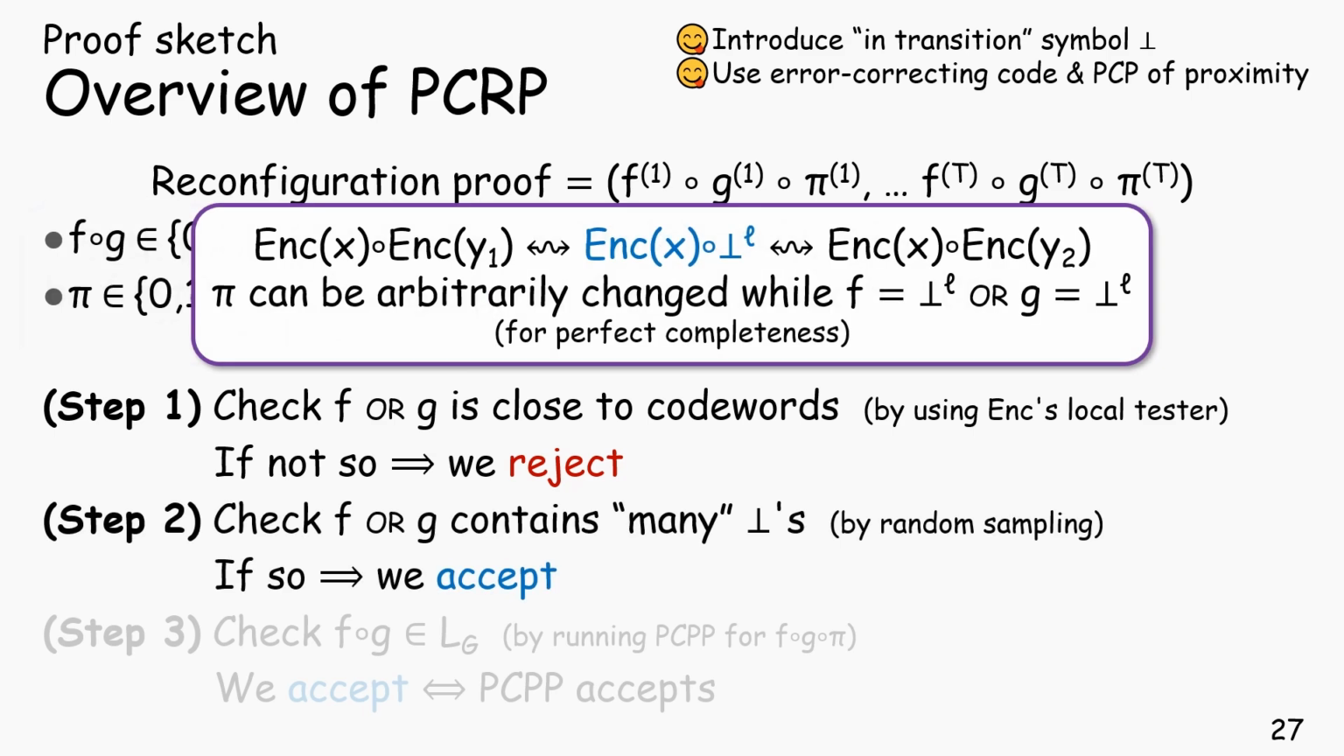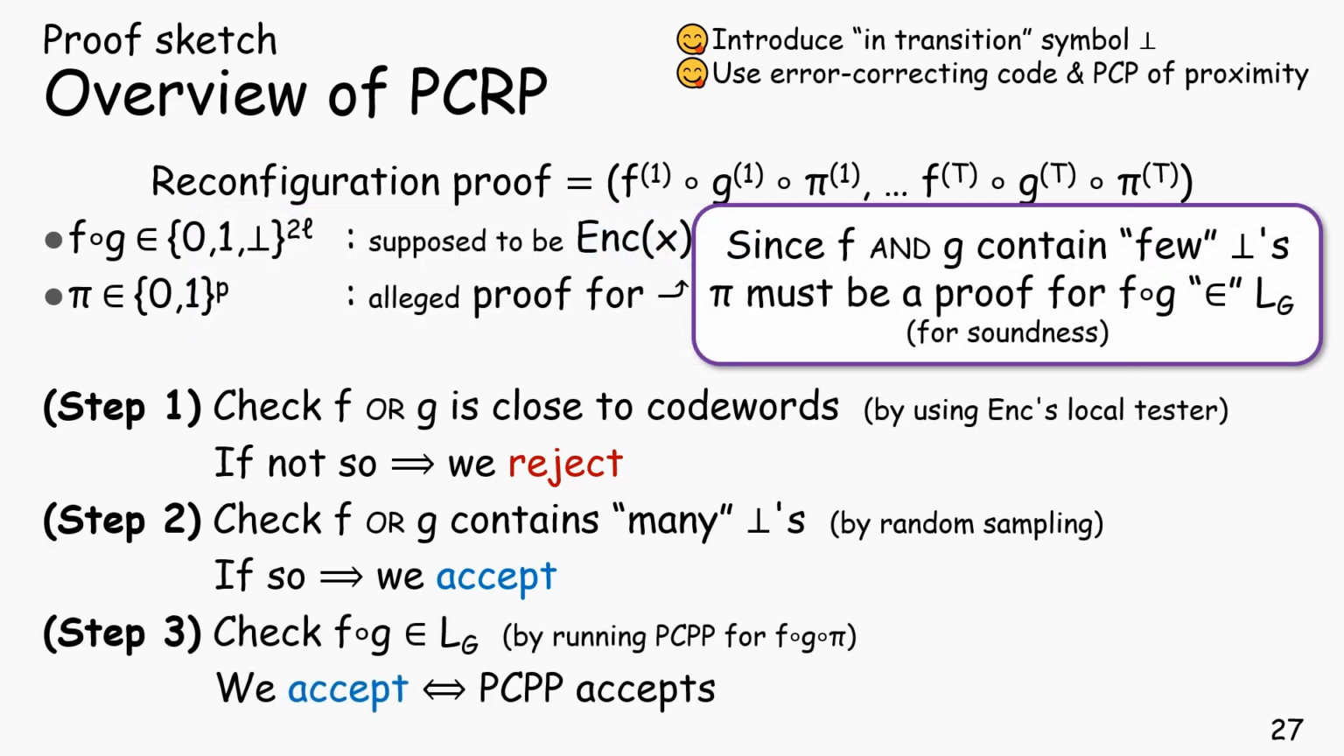In step 2, we check if F or G contains many bots by using random sampling. If F or G contains many bots, then we accept immediately. By this step, we can transform the encoding of x and y1 into the encoding of x and y2 via the encoding of x and bots. And if F or G consists only of bots, then the proof pi can be arbitrarily modified.